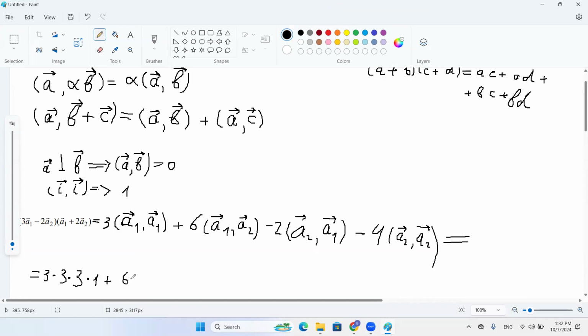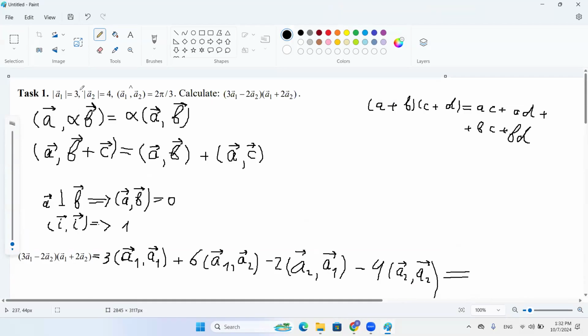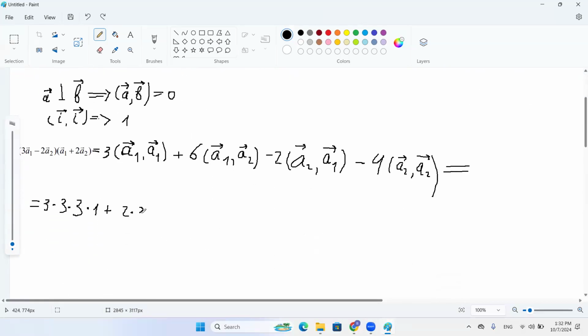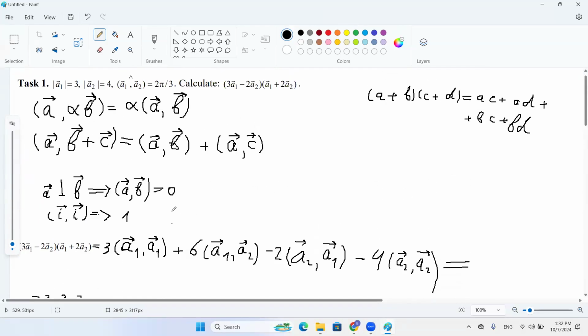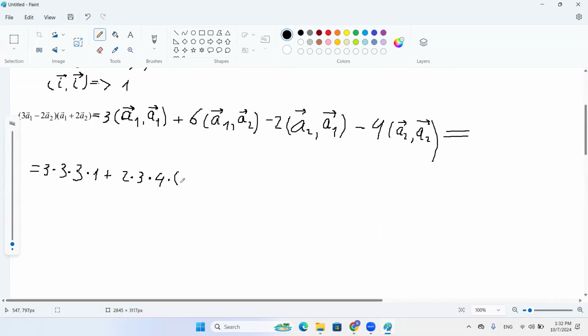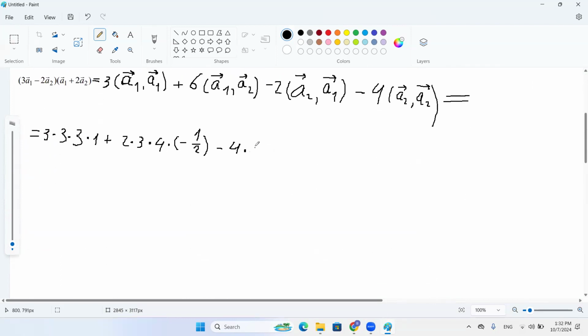Okay, plus 6 multiplied by 3. Oh, by the way, we can just add, so 6 minus 4, so plus 2 by 3 by 4. And the cosine of this angle is minus 1 second. This value can be taken from the table. And minus 4 by 4 by 4. Minus 2, sorry, I have a mistake.